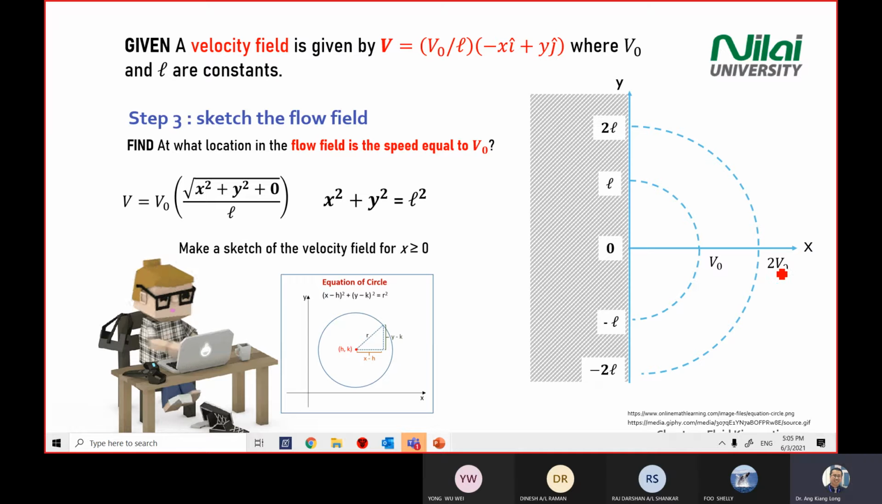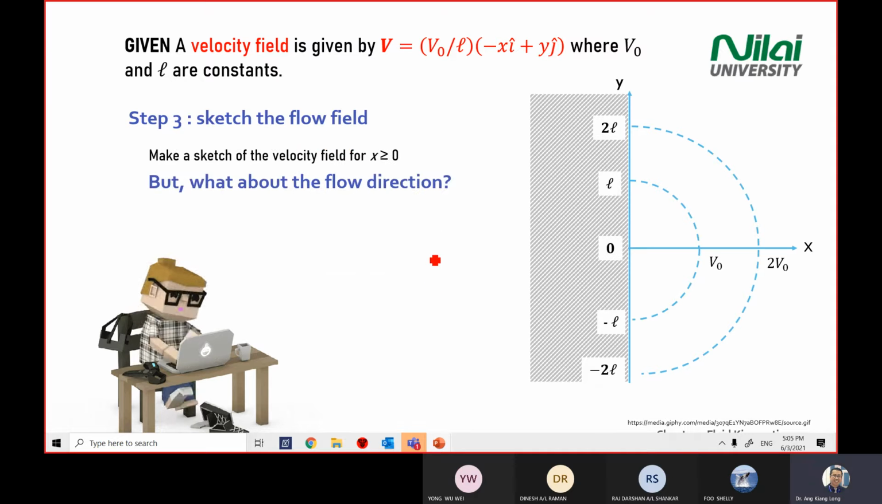Then you continue with the second one. This location is 2L. You substitute the location. x squared equal to 2L squared plus y equal to 0. You simplify this equation, you get 2V0.